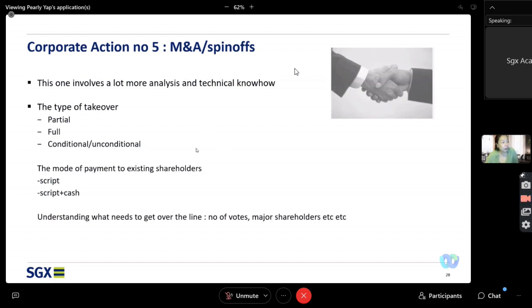Now, the last action that I want to talk about is M&A and spin-offs. This is a little bit more difficult to understand, and it involves a change in the complexion of the company entirely. It's not just about getting new money into the company or giving money back to shareholders. It involves a significant transaction to the business, such that the shareholder has the right to elect whether this transaction should be approved or not.